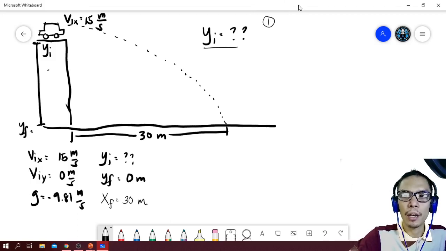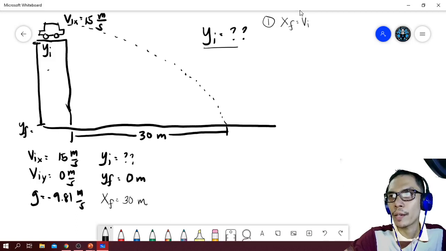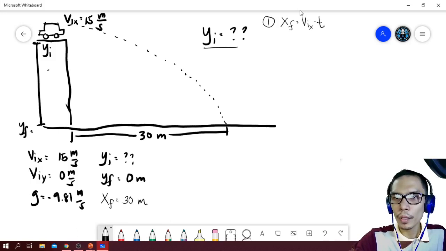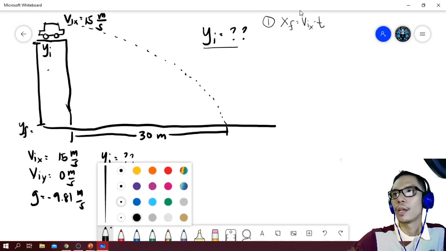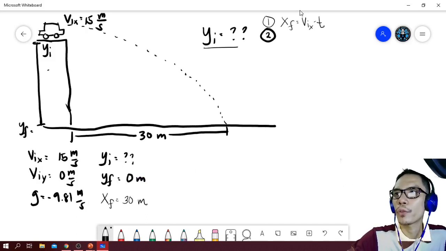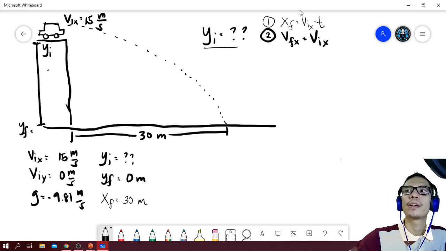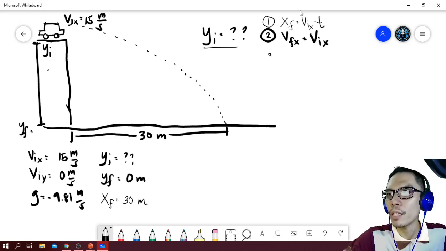So let's start with number 1, the distance or the range formula. We have x sub f is equal to v sub i x times time. Next, number 2: v sub f x is equal to v sub i x.